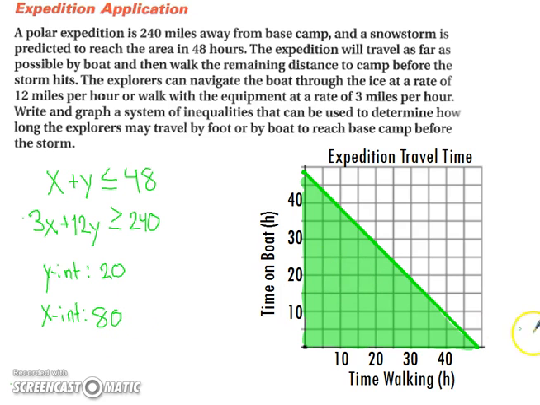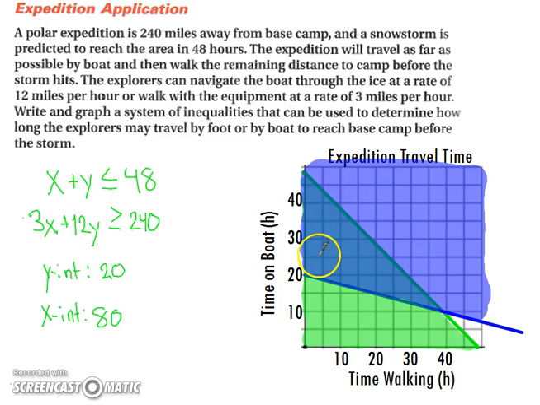If you're having difficulty because it goes off the grid, you can always revert back to your rise over run. So here comes your line. And now we are left with shading. Our y value is going to be greater than or equal to, so we're going to shade above. Now that we have our double shaded region, for example, the explorers can walk for 10 hours if they're on the boat for 25.